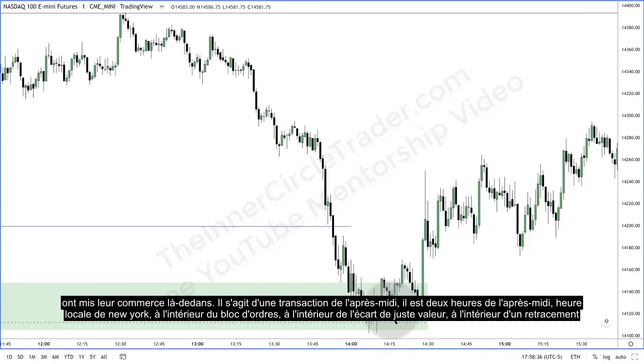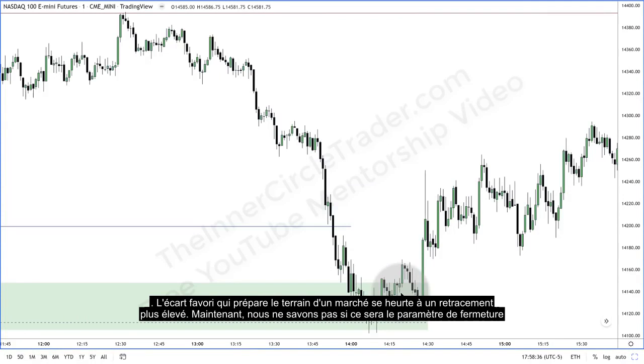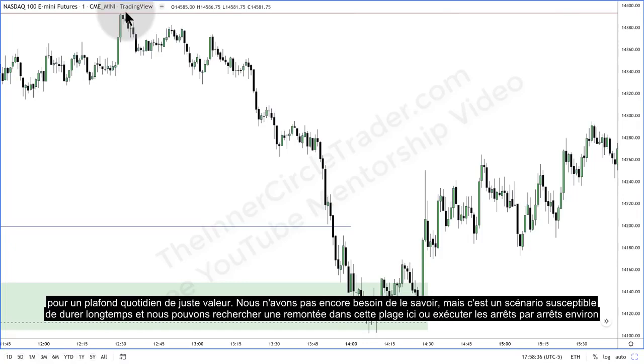This is 2 o'clock in the afternoon, local time in New York, inside the order block, inside the fair value gap, inside a retracement of the fair value gap that sets the stage of a market run up into a higher retracement. Now, we don't know if this is going to be the closing parameter for a daily fair value gap. We don't need to know that yet. But this is a likely scenario to go long.